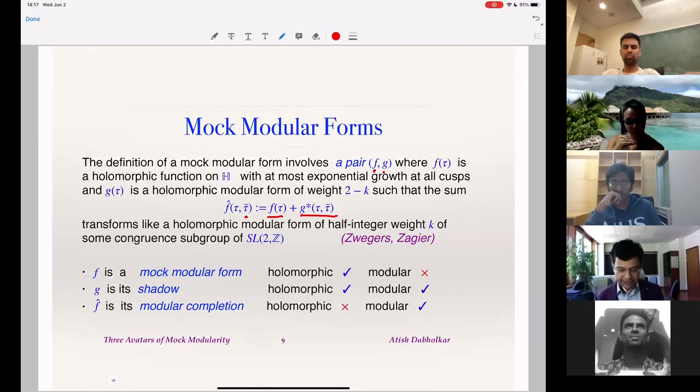And in this definition, f is called the mock modular form. So that's the function that I showed you. It's the mock modular form of the kind, the mock theta function that Ramanujan wrote down. It is holomorphic, but it is not modular. G is called the shadow of that mock modular form. It is both holomorphic and modular, but it is just a shadow. It doesn't know about the actual mock modular form. And f hat is called the modular completion because it is modular. However, as we see above, it is not holomorphic.